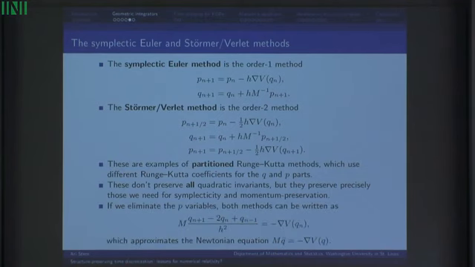For both of these methods, we can eliminate the p variables. Both of these methods can be written as a second order centered finite difference method in q, which you can see as an approximation of the original second order form of the Newtonian equation.